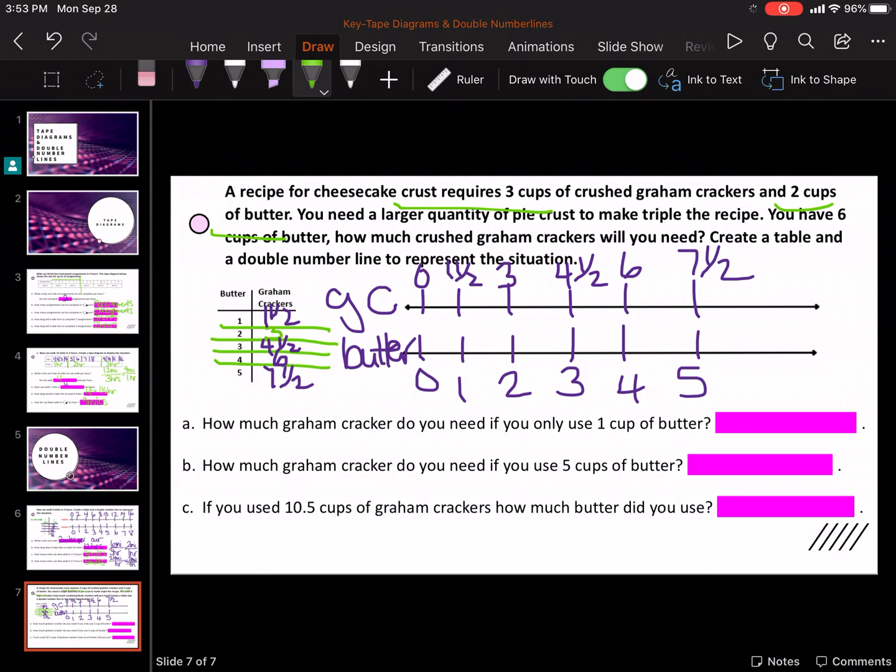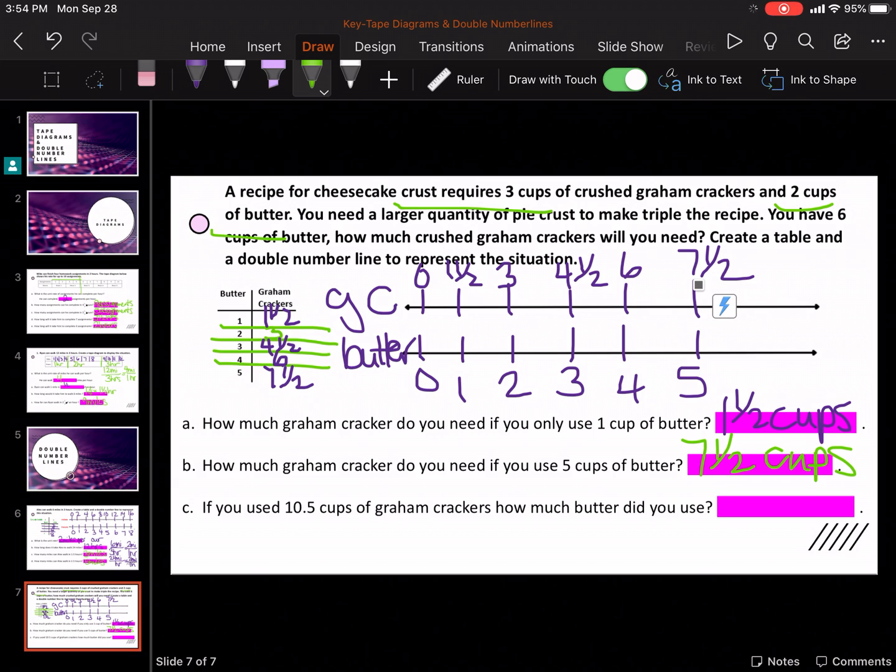Okay, so how much graham crackers do you need if you only use 1 cup of butter? Well, that one's easy. 1 cup of butter, 1 1/2 cups of graham crackers. Okay, the next one. How much graham cracker do you need for 5 cups of butter? Well, we got it. 5 cups of butter goes with 7 1/2 cups of graham cracker.